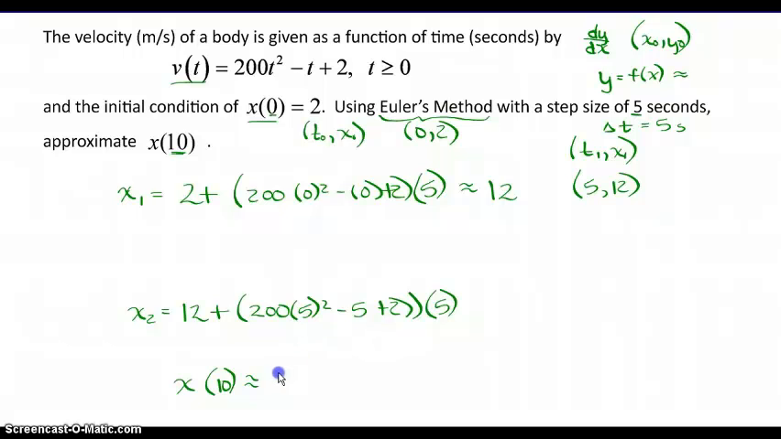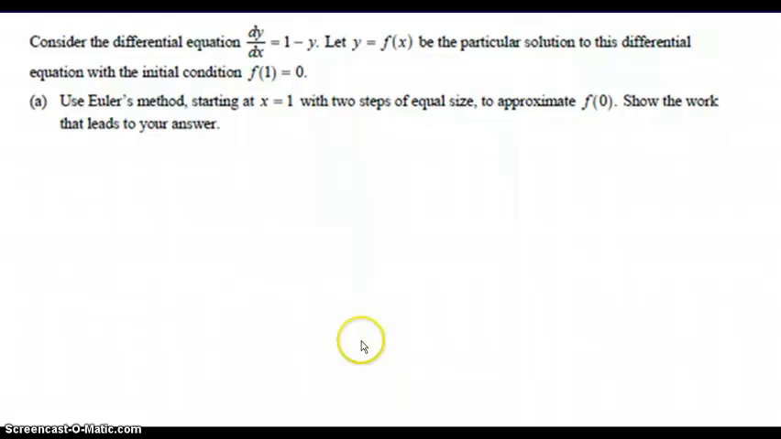That is your answer. It's 12 plus the quantity 200 times 5 squared minus 5 plus 2, and that's times 5. And that's in meters. So there's the approximation at t equal 10 seconds. All right, so remember we can even do Euler's method in that context.